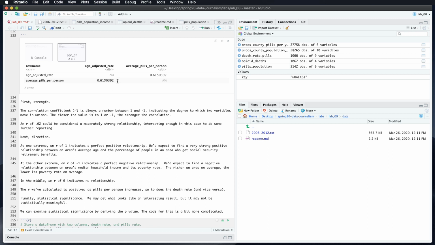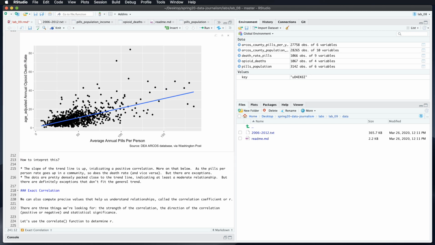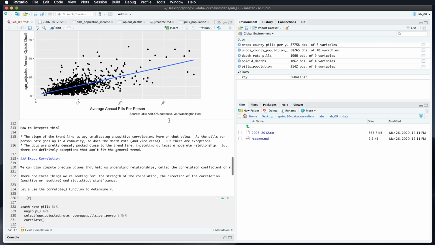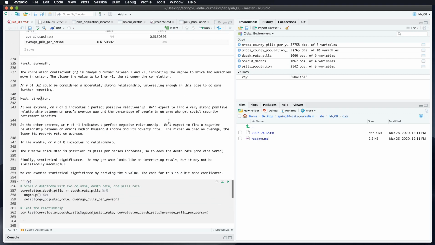So in this case, 0.62 is a positive number. And as we saw from this above, that means that as the opioid death rate goes up, so too does an area's rate of pills per person.